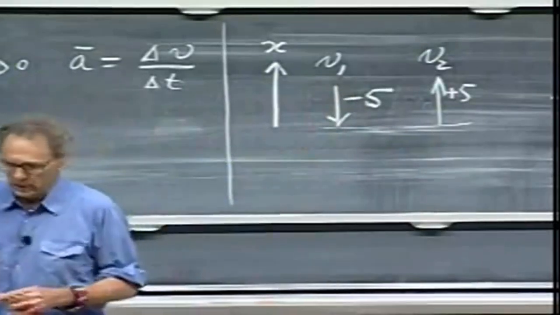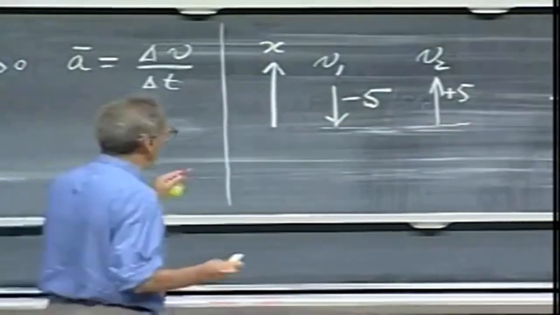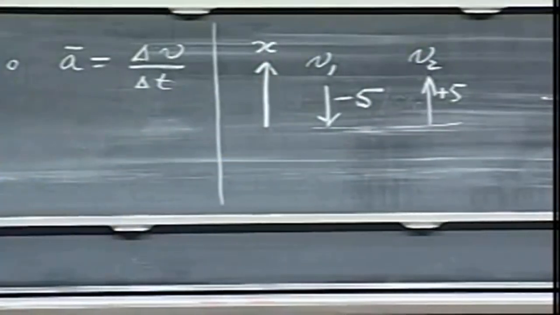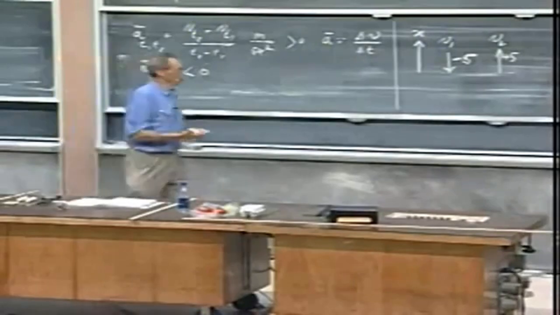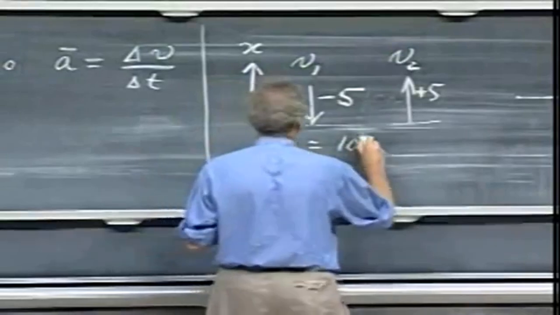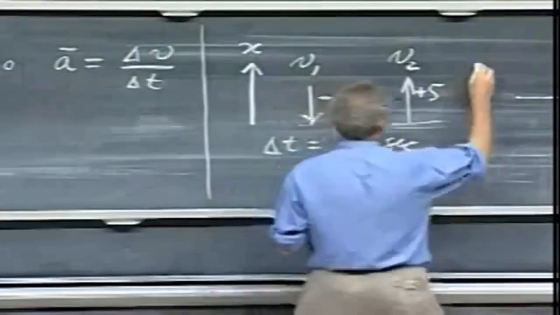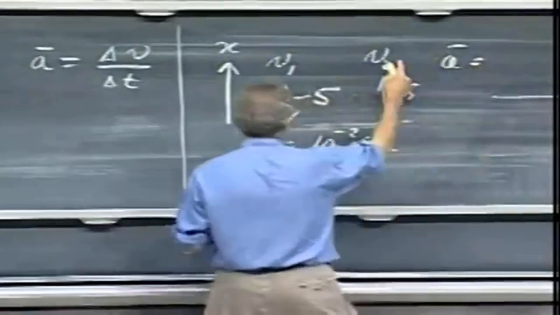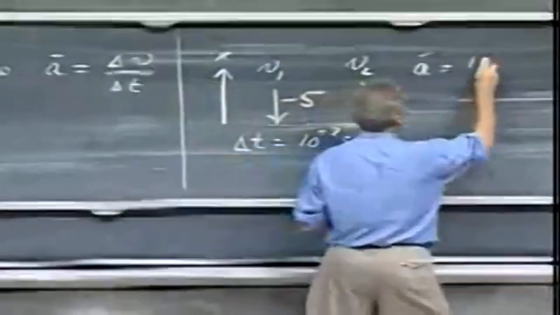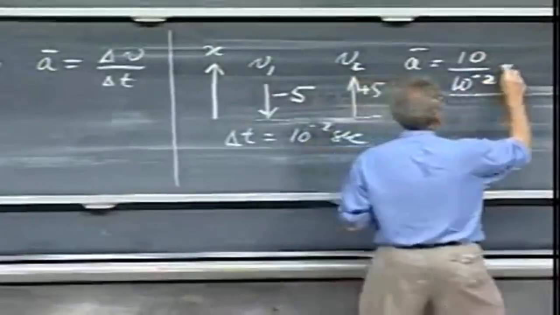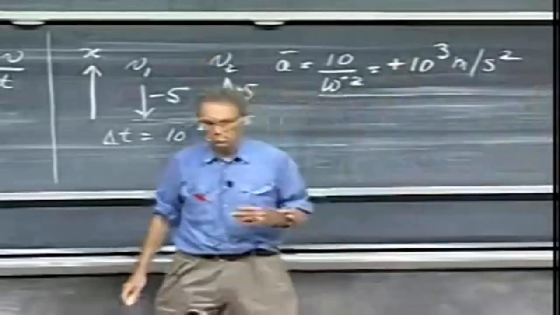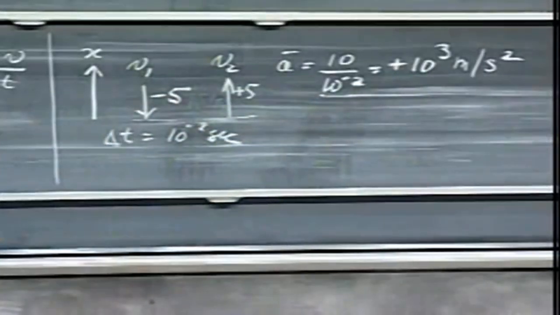So what now is the average acceleration? Well, I would have to know the time that it takes for this change in direction. In other words, we call that the impact time. I would say in this case, the impact time delta t is probably about a hundredth of a second. And so my average acceleration would be v2 minus v1, that is plus 5 minus minus 5, that is 10, divided by 10 to the minus 2, and that is plus 1,000 meters per second squared. I have observed carefully the signs.